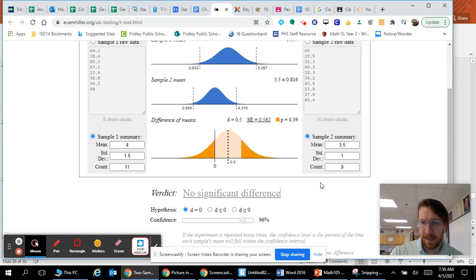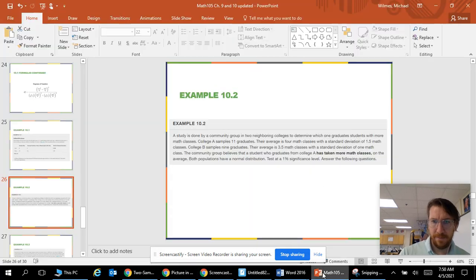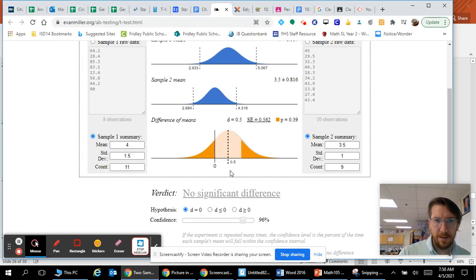Okay. And we wanted to test if college A has taken more math classes. So we want to see if college A compared to college B, if this one's bigger than this one. So that would be looking for the difference to be greater than 0. Oh, I think maybe less than 0. Let's see, difference. Okay, it must be taking this one minus this one. So sometimes you have to play around with these to make sure you get the correct null hypothesis.